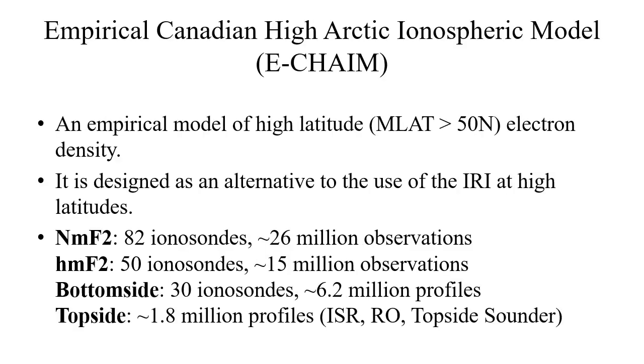So E-CHAIM is an empirical model of the high latitude ionosphere above 50 degrees north magnetic latitude. It models electron density in a fully 3D sense, and it was designed as an alternative to the use of the International Reference Ionosphere at high latitudes. The model was built on probably the most extensive data set ever assembled for this type of empirical modeling effort, with over 26 million observations for just the NmF2 model alone, and the various other observations used for the various other components of the model that I'll talk about in a minute.